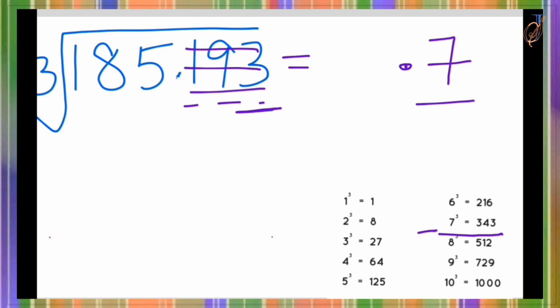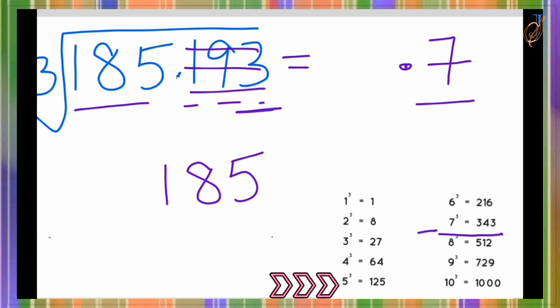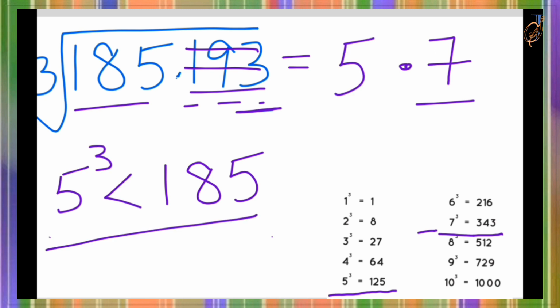Now you are left with the number 185. Find the closest cube number which is less than 185. What is the number less than 185? You have 125, which is 5 cube. So your tens digit is 5. The cube root of 185.193, the result is 5.7.